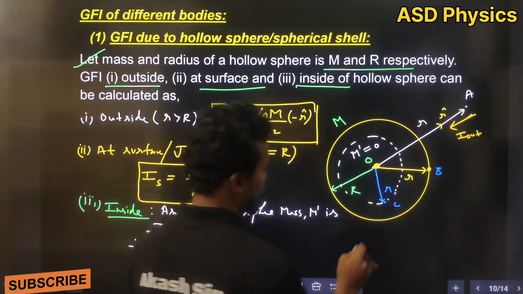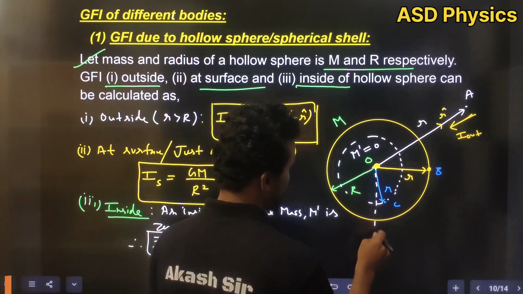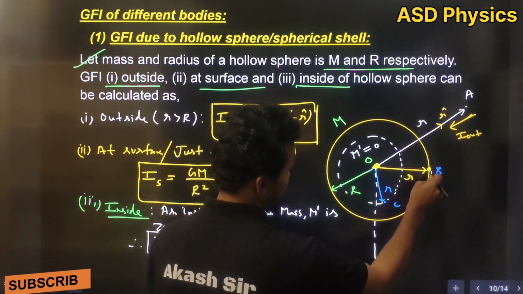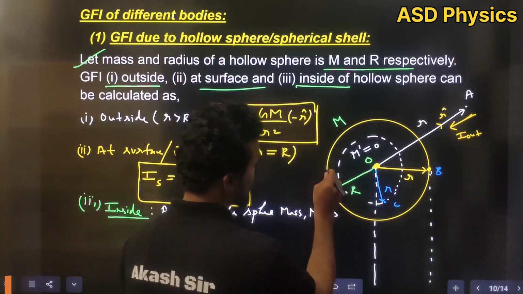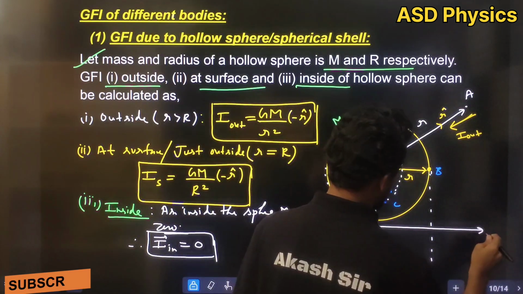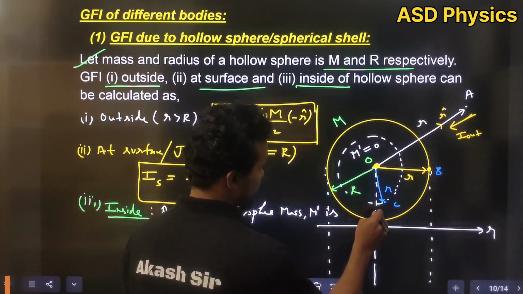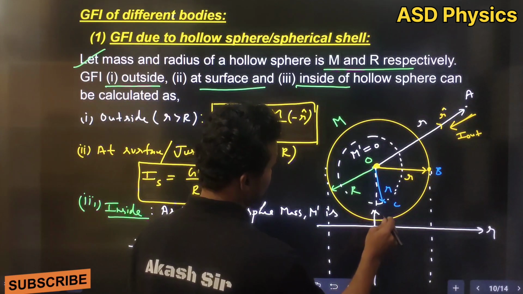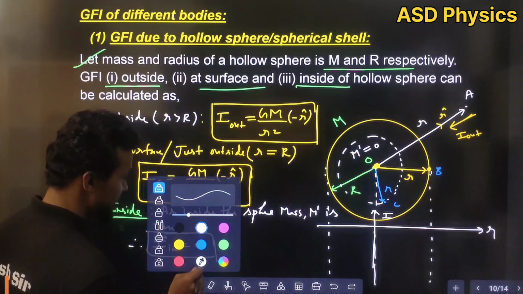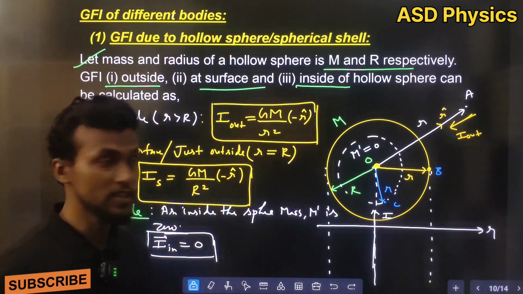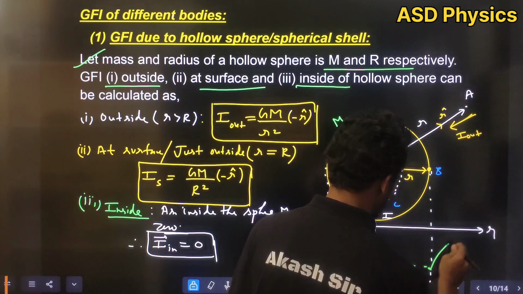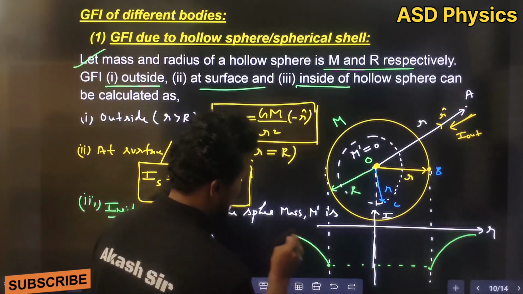Now, if I draw the diagram here, see here please, let me draw it like this. Because they used to ask about the graphs. Now the graph: I have taken R like this, and on this side I have taken the GFI, I. What is happening? Inside, there is no GFI. Outside and on the surface only, GFI is there. So we'll draw the dotted line here, and the graph will go ahead like this.